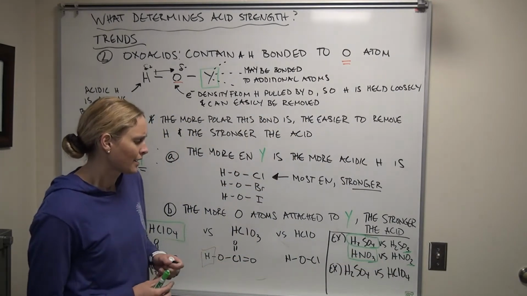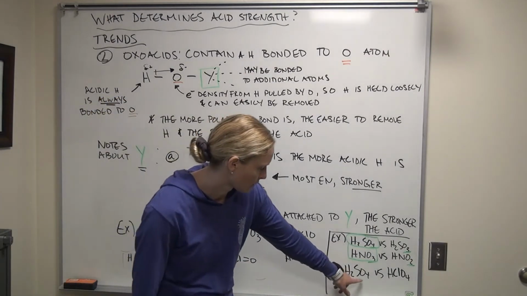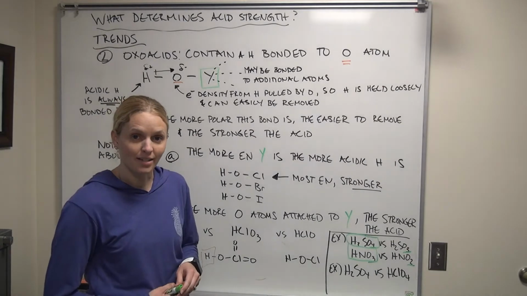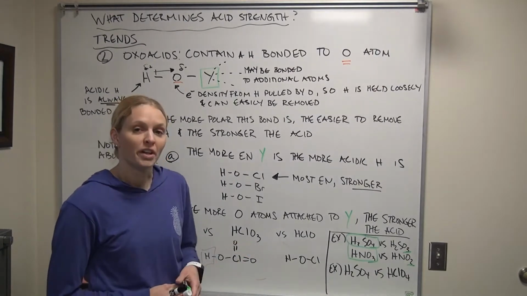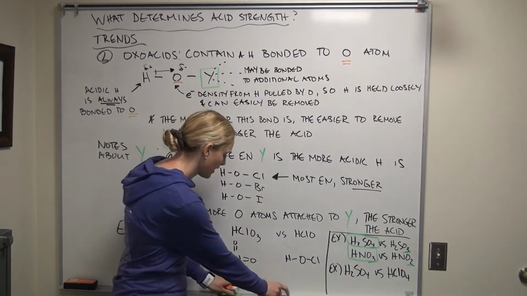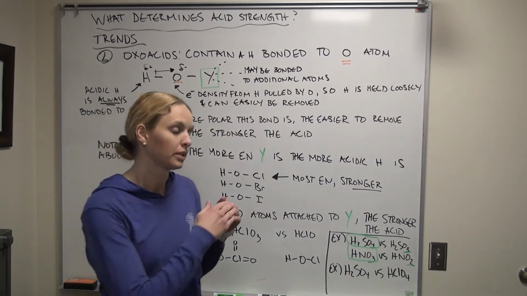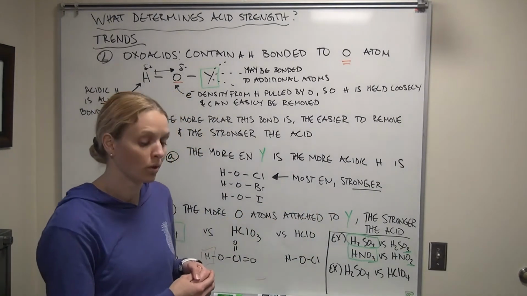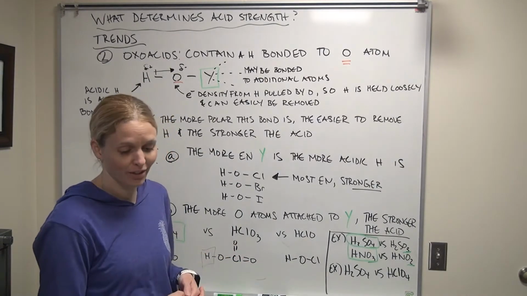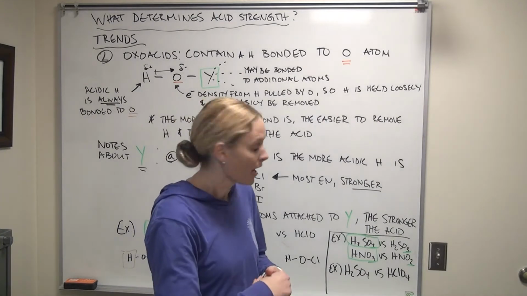And then the last example here, H2SO4 versus HClO4. Both of those are strong acids, but still one of them is going to be slightly stronger than the other. Both of them will completely, 100%, dissociate. However, one is classified as a little bit stronger than the other.